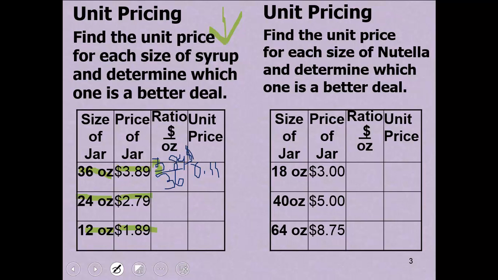Now for the 24-ounce jar, I'm going to take $2.79 and I am going to divide it by 24. And when I do that, I get 12 cents. So not much difference unless you're buying huge quantities. And then I have $1.89 divided by 12, and that is 16 cents.